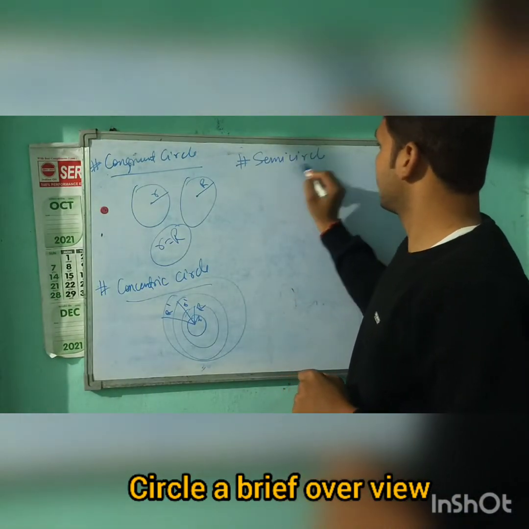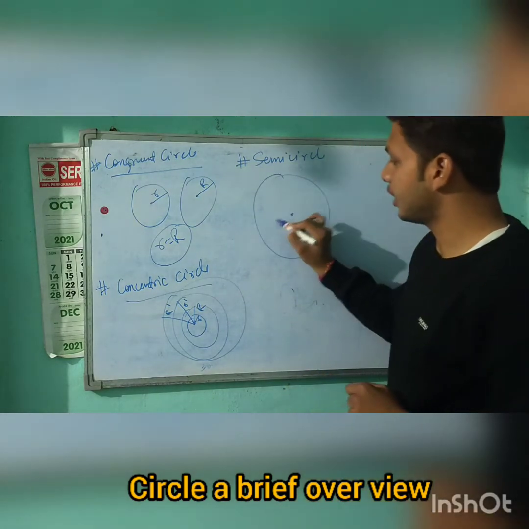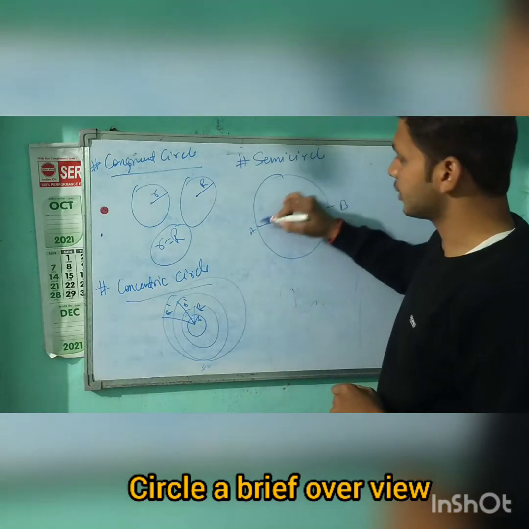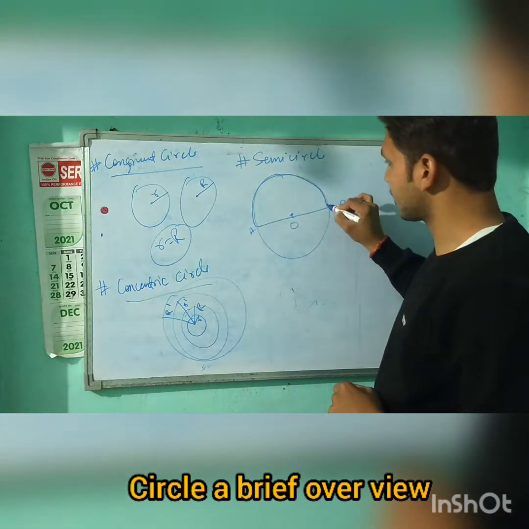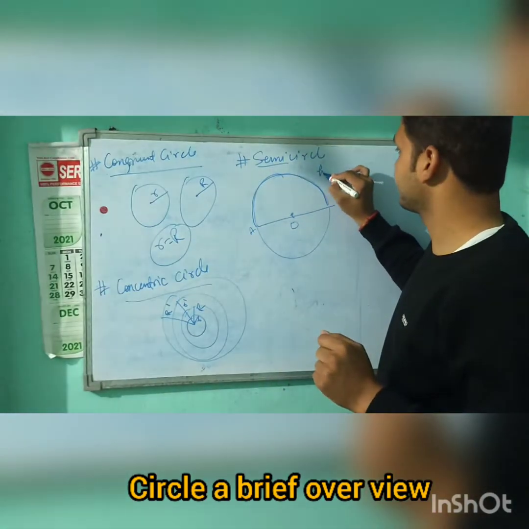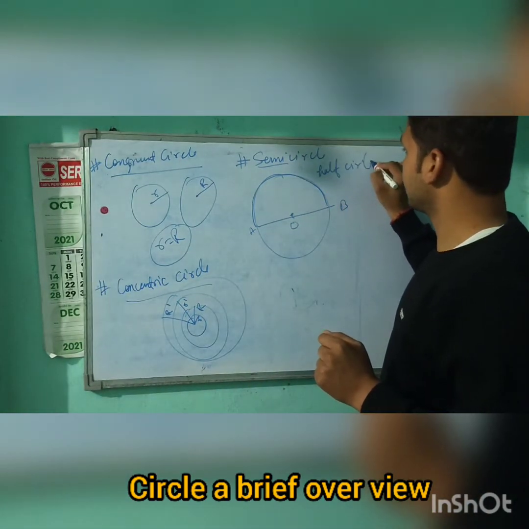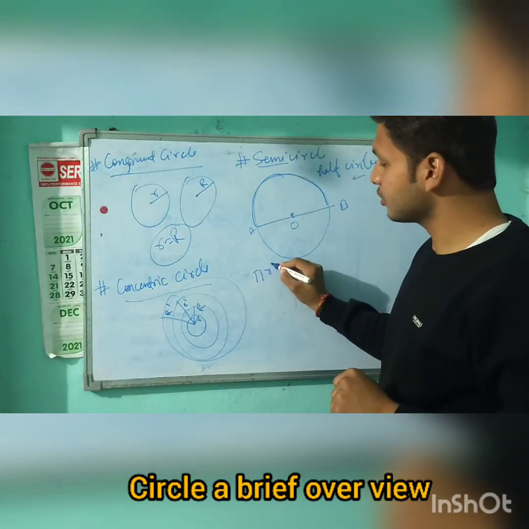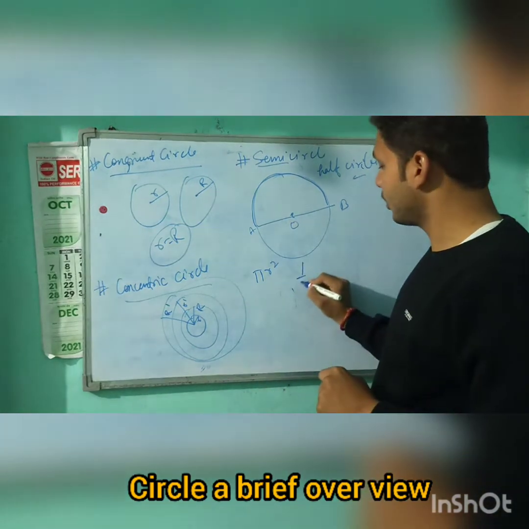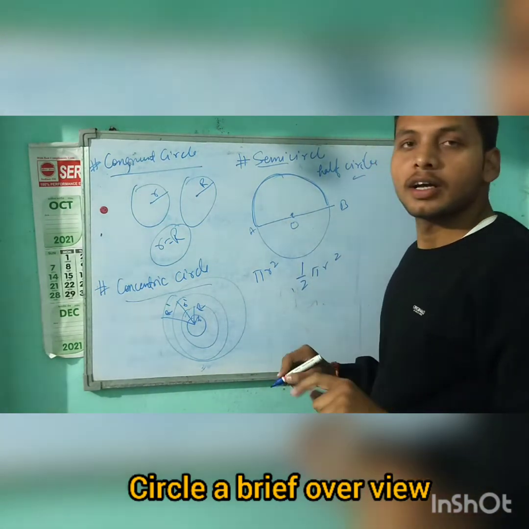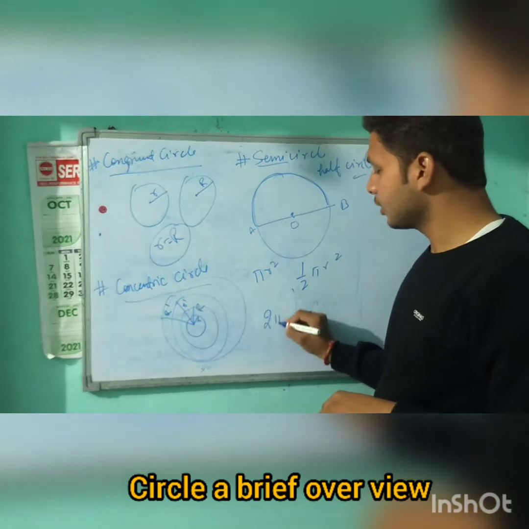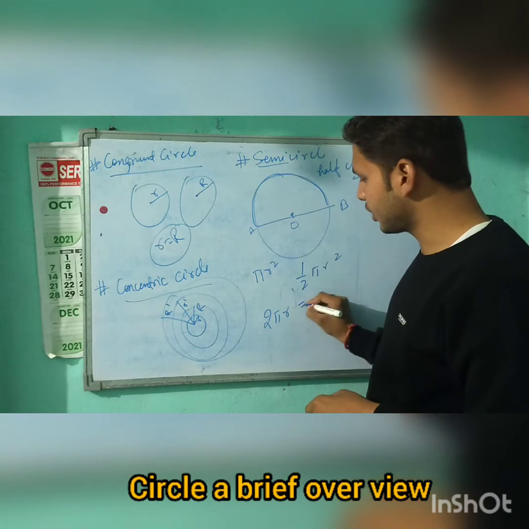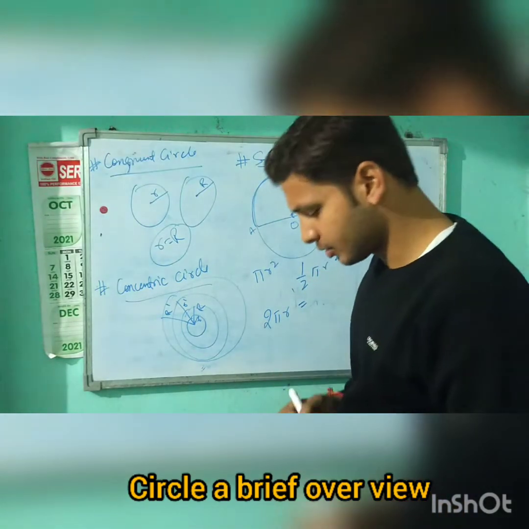Semicircle. Whenever a circle is divided by the diameter, it is a semicircle. A, B, O. This part is a semicircle. Semi means half, and circle means circle. So that is a half circle. What is the area of a half circle? The area of a full circle is pi r square, so the area of a half circle is 1 by 2 pi r square. Circumference of a circle is 2 pi r. What is the circumference of this half circle? We can calculate it by dividing by 2. Got it?